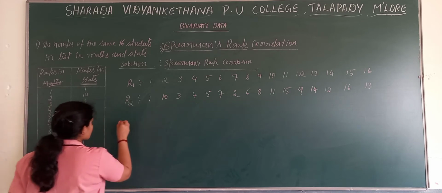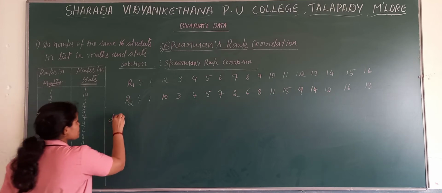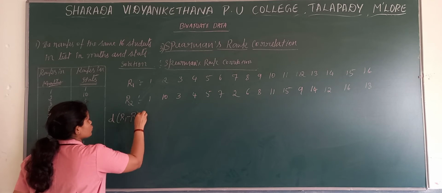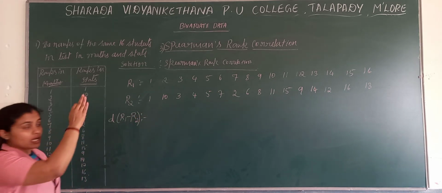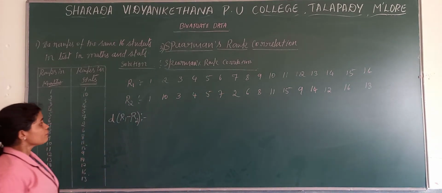Next we need to find out D. D is nothing but deviations, that is rank 1 minus rank 2. You have to draw the proper table in your book. Now find out the deviation.